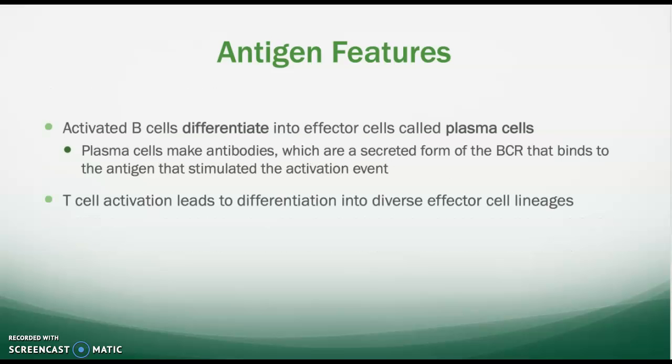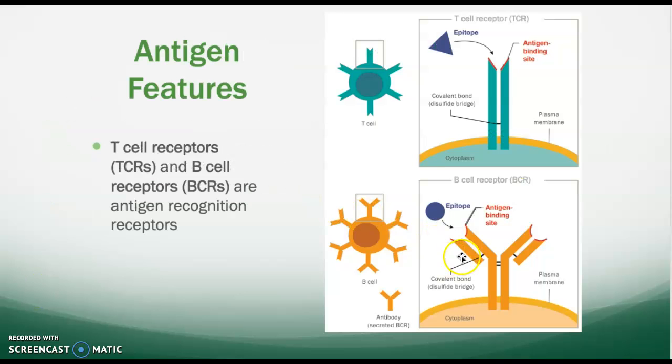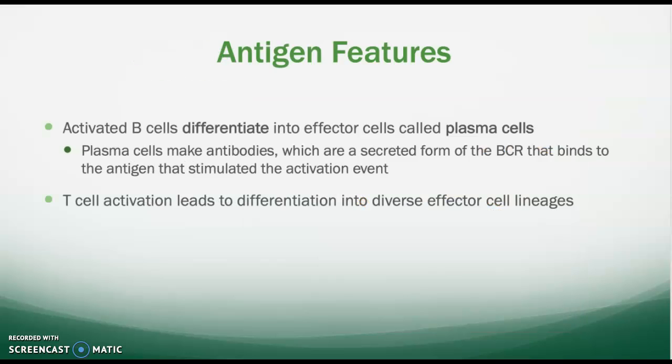So activated B cells will differentiate into those effector cells that are called plasma cells. So B cells become plasma cells, and these plasma cells will make antibodies. These look like the B cell receptors. Remember, if I go back really quickly, the B cell receptors have this kind of Y shape when they're attached to a B cell, and they have two places to bind an antigen. When this differentiates into a plasma cell, it will make antibodies, which are just these B cell receptors that are then secreted by themselves. So that's what happens when the B cell becomes activated.